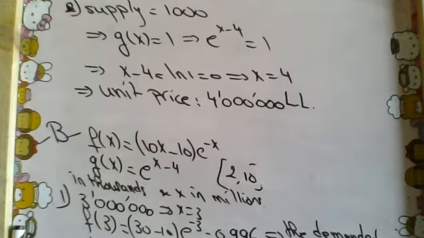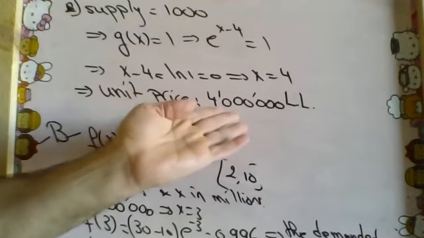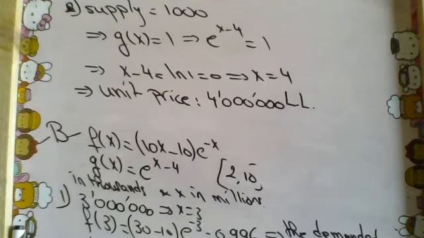But here, one remark. When I say here the unit price is 4 million, is it the unit price of one item only? No. It is the unit price of 1000 items. Why 1000? Because the supply is 1000. If it were 2, I would tell you the unit price of 2000. Because the supply is given in thousands, so these are the prices for 1000 items. Okay.